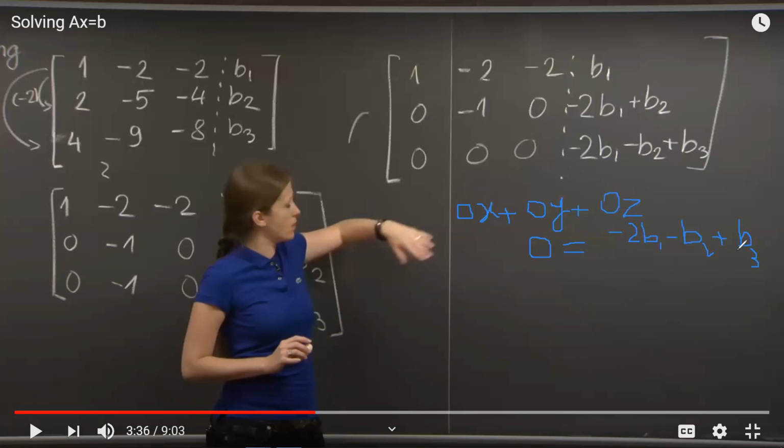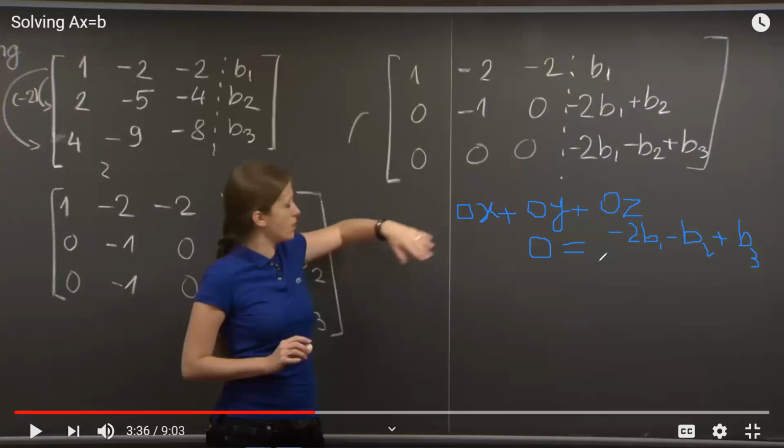Now, if this minus 2b1 minus b2 plus b3 is not 0, then we get an inconsistency, because on the left-hand side, we have 0, but on the right, we don't have 0. So then definitely this Ax equal to b has no solution.